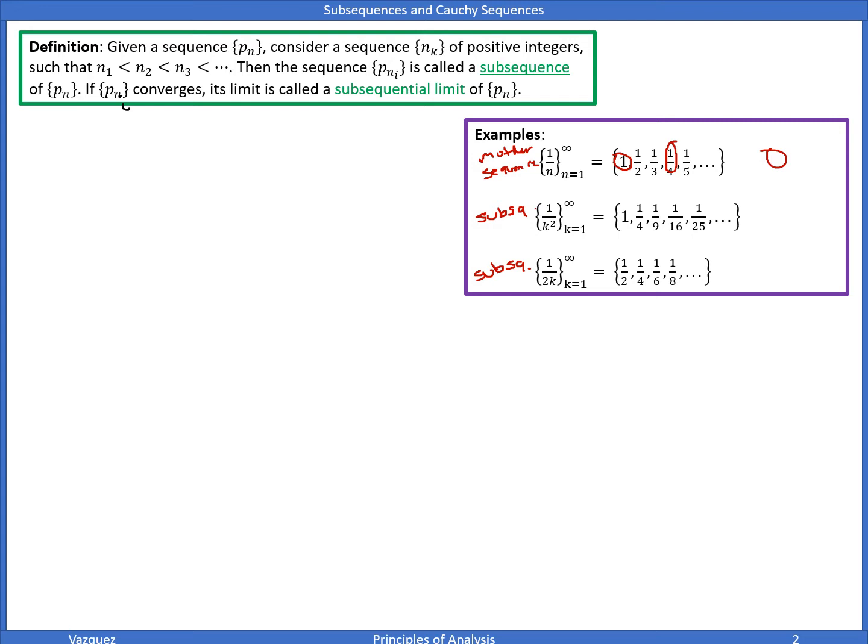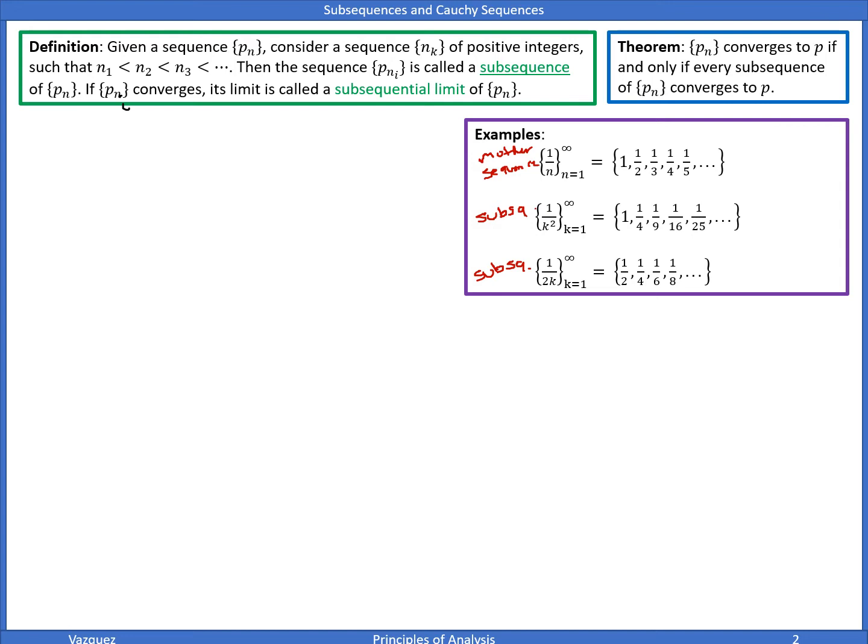Another example of a subsequence is 1 over 2k. So 1/2, 1/4, 1/6, 1/8, and so on and so forth. That is a subsequence of 1 over n because we only pick certain points in the range, meaning we only pick 1/2, 1/4, 1/6, right? As opposed to all of 1, 1/2, 1/3, and so on. So that's an example of subsequences.